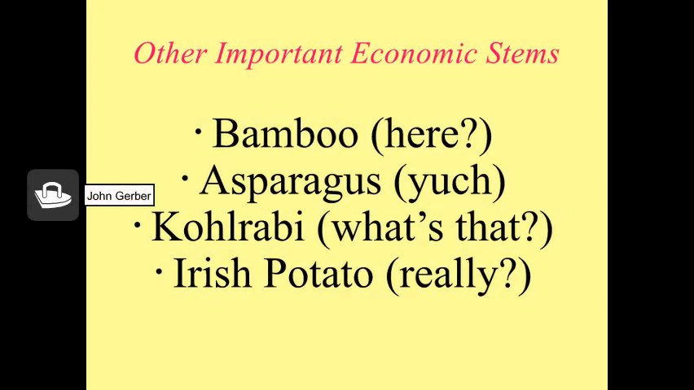Of course, there are other economic stems. Bamboo. Bamboo can be grown here in Massachusetts. It's a slow growing type of northern bamboo. Asparagus is actually a stem that can be consumed. Kohlrabi, remember the kohlrabi plant? That's an expanded stem. And remember for sure, the Irish or common potato really is an underground stem.